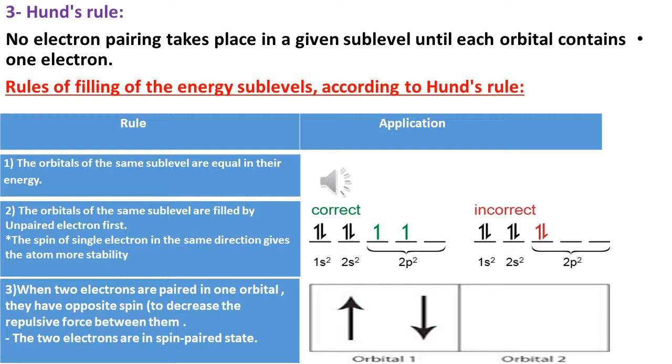Number 3. When two electrons are paired in one orbital, they have opposite spin, because if they are in the same direction, they have a repulsion force. So when two electrons are paired in one orbital, they must be in opposite spin or opposite direction to decrease the repulsion force between them.